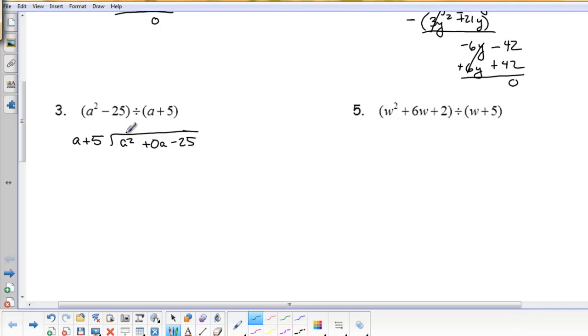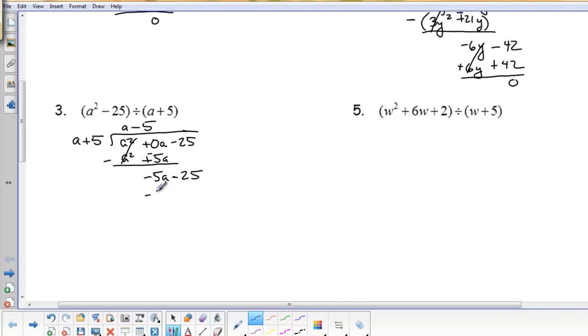What number times a equals a squared? A. Multiply the a through every part of the binomial, plus 5a. Draw the line, change every sign. My check works out because they cancel. Negative 5a minus 25. What number times a equals negative 5a? And that's a negative 5.